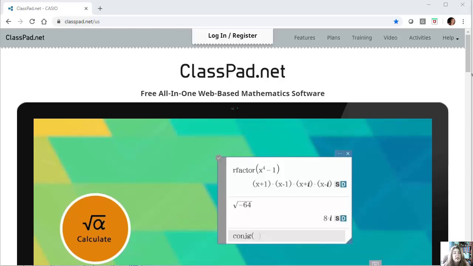So today we're going to be looking at dilations. And so here I'm on Classpad.net. I'm going to get the URL of the free activity included in the description below. And this will bring up the activity on dilations.